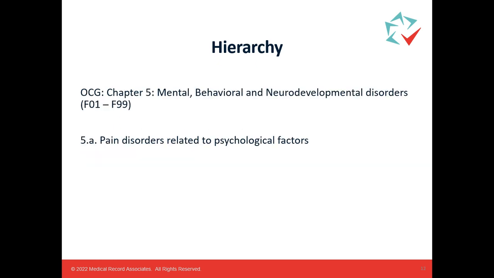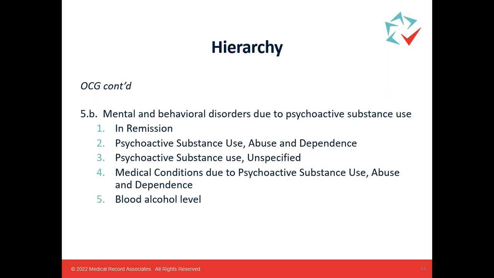And then we have the coding guidelines in Chapter 5. There's not very many, so I'm just going to go over them now instead of going over them later, since we're going off of the hierarchy and the ladder of hierarchy. So the first coding guideline is 5A. It's pain disorders related to psychological factors. B is mental and behavioral disorders due to psychoactive substance use, talks about in remission, your psychoactive substance use, abuse, and dependence, psychoactive substance use unspecified, medical conditions due to psychoactive substance use, abuse, and dependence, and then blood alcohol level. So those are all in the coding guidelines.